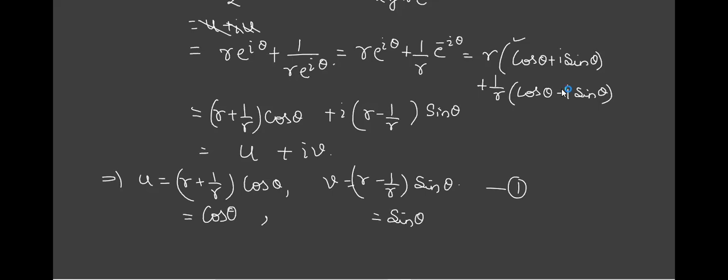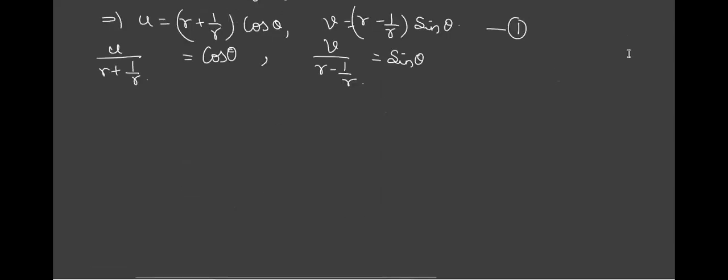For that, if I'm writing only cos theta, this bracket has to be transferred. Where will it go? It comes in the denominator. So this is one relation. Similarly, what do I get if I put only sin theta on the RHS? This term will come here: v upon r minus 1 by r. So let us apply what I just explained.